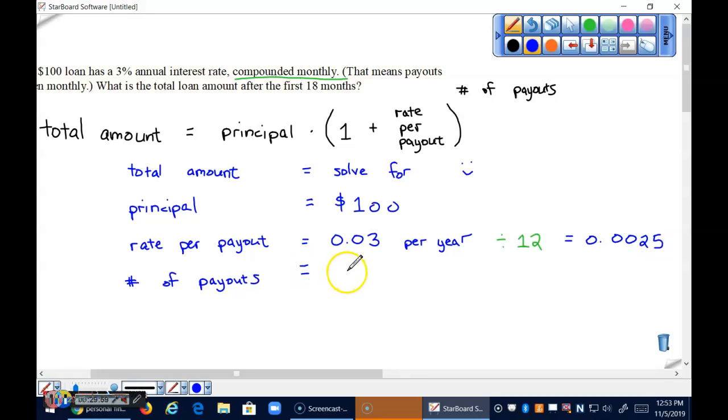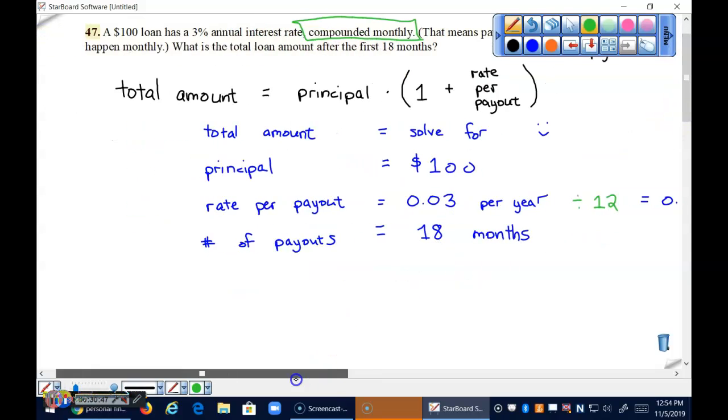Okay, and then 18 months. Do I have to fidget with my 18? What time frame do I want things in? No. That's compound interest. So it's compounded monthly, so I want everything in months. So the 18 is great. It already is months. So now I'm ready to plug things in.